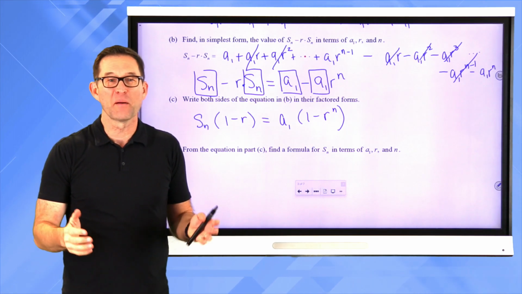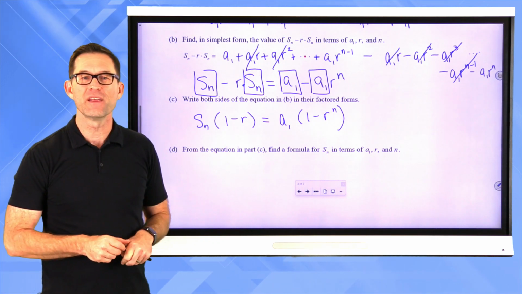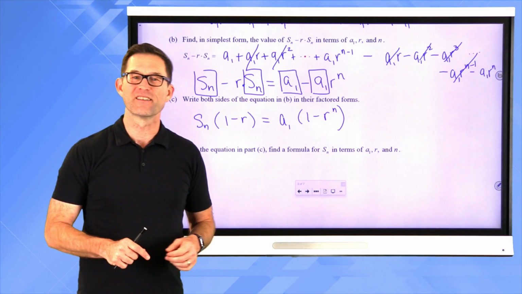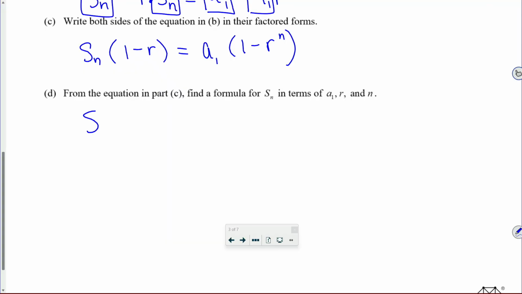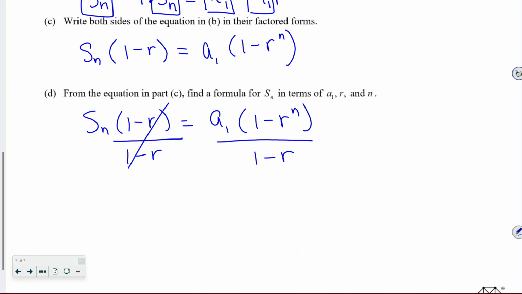All right, now remember, what I'm trying to do is get a formula for s sub n. Let's take a look at letter D. From the equation in part C, find a formula for s sub n in terms of a1, r, and n. This is a piece of cake now, because all I have to do is take this formula, s sub n times 1 minus r, which is equal to a1 times 1 minus r to the n, and I just need to divide by 1 minus r. And there is my formula.